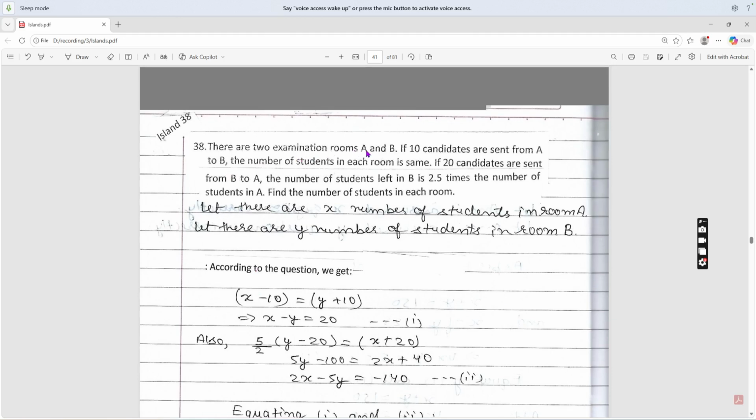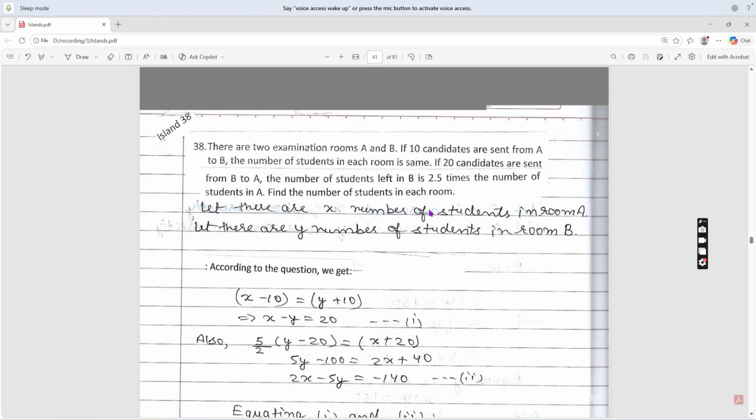There are two examination rooms. Certain students are there who are in examination room A, and certain students are there who are sitting in examination room B. We do not know their number, so we have to let their numbers be x and y. So first of all, we are going to write: let there be x number of students in room A, and let there be y number of students in room B.